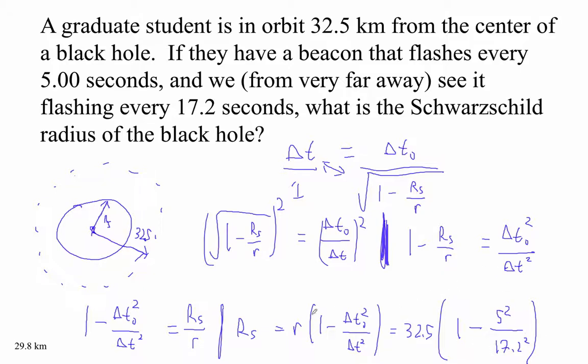29.75. So I'm getting kilometers. This, of course, would be kilometers. So the Schwarzschild radius is 29.75 kilometers, which, 29.8, that's pretty close. All right.